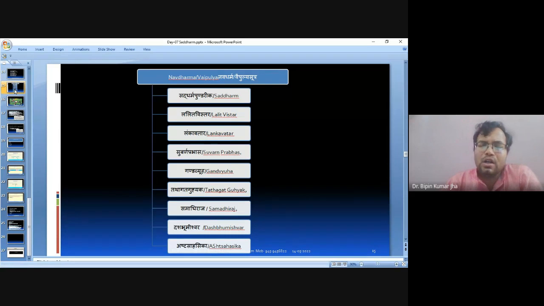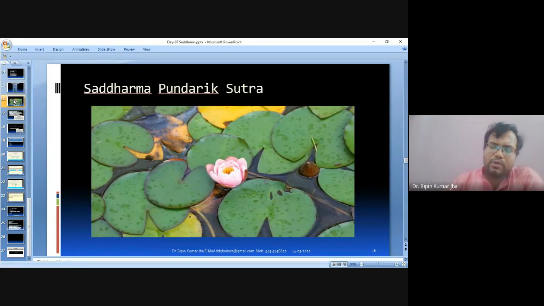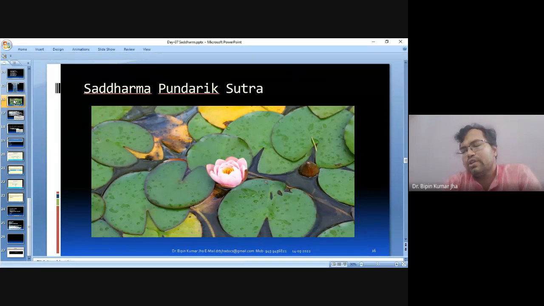Under this Navadharma or Vaipulya Sutra, you can find the Saddharma Pundarika Sutra, Lalitavistara, Lankavatara, Suvarnaprabhasa, and so on. So I have taken one text, the Saddharma Pundarika Sutra. Normally, whenever we talk about it, we call it the Lotus Sutra. So first of all, we need to understand the meaning of this text.